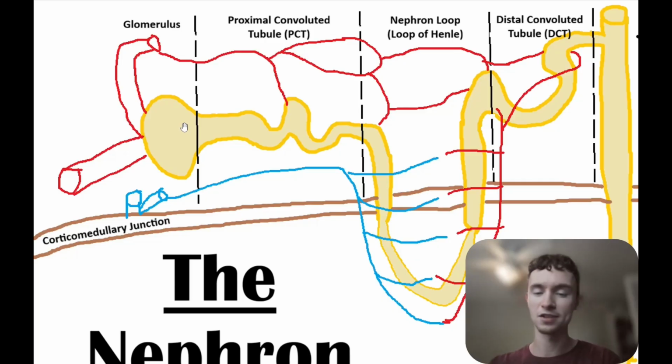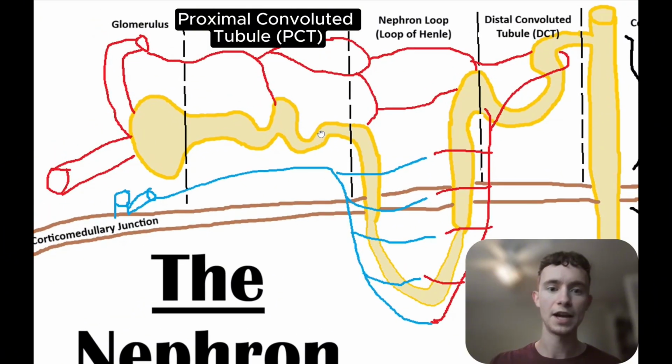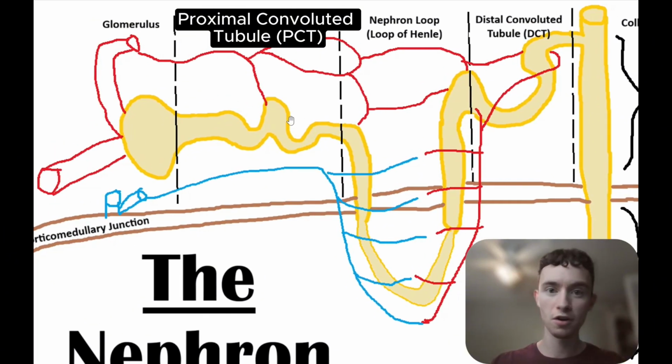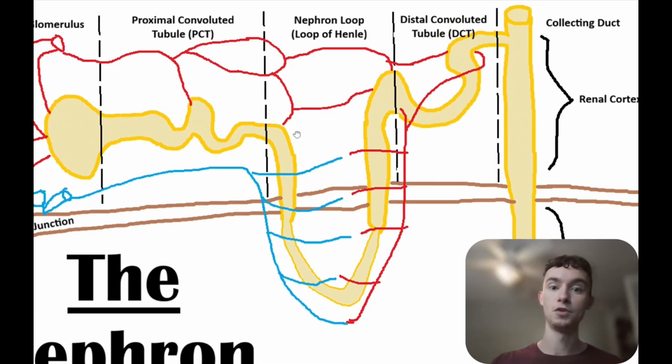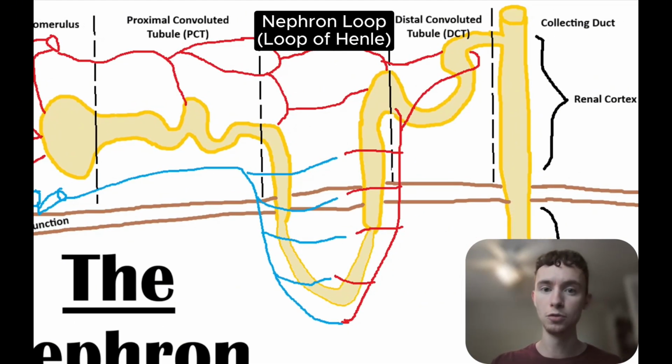Everything else past this point is all reabsorption, further refinement of the urine before it eventually gets excreted. Right after this part, we have the proximal convoluted tubule. And the proximal convoluted tubule is where the majority of the reabsorption happens of the nutrients, the salt, the water, the bicarbonate, the glucose, all the good stuff your body loves and needs and doesn't want to pee out. Next up, we move on to the nephron loop, also known as the loop of Henle.